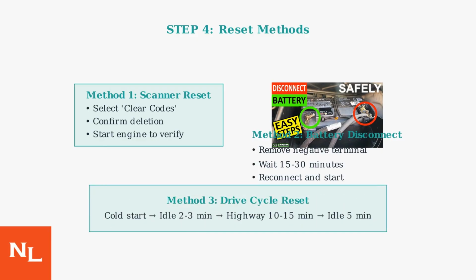The drive cycle method works for minor issues. Start with a cold engine, idle for 2-3 minutes, then drive at highway speeds for 10 to 15 minutes, followed by 5 minutes of idling.